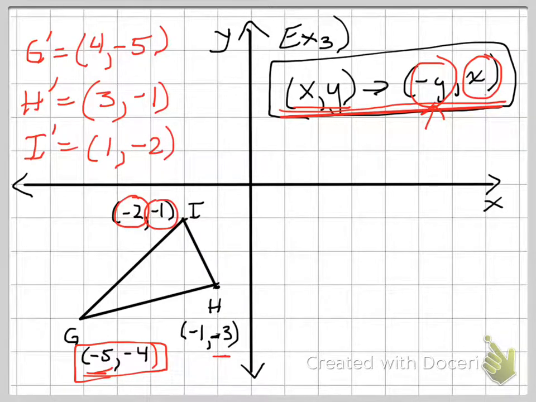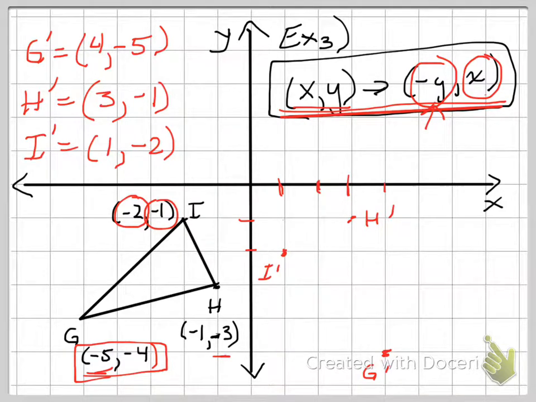Now if we graph those points, G prime is at (4, -5), so you go to 1, 2, 3, 4, down 5, and right there is G prime. H prime is at (3, -1), so 1, 2, 3, -1, right there. That's going to be our H prime. And then I prime is at (1, -2), so +1, -2, right there. That's going to be our I prime.